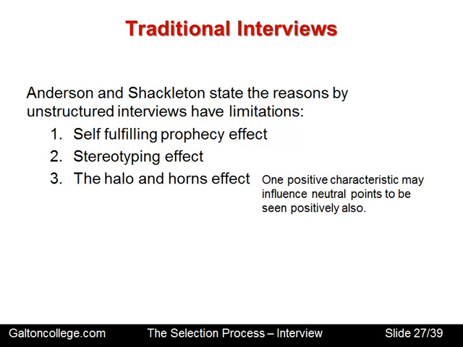There's also something called the halo and horns effect. It could be that the person has got one positive characteristic, one big positive characteristic, and perhaps a lot of characteristics which are neutral. They're not good and they're not bad. But because of the one big positive characteristic, the interviewer sees all the rest as positives as well, when in fact they're not. They're neither good nor bad. They're just average achievements. But there's one big achievement, and that seems to overwhelm all the rest. And that's called the halo effect.